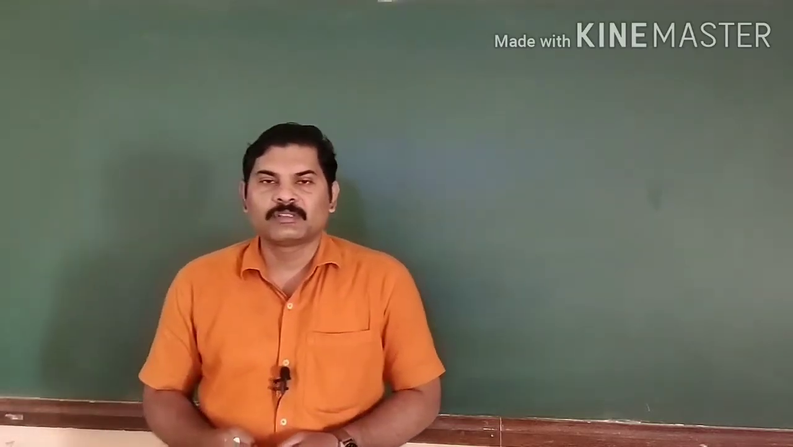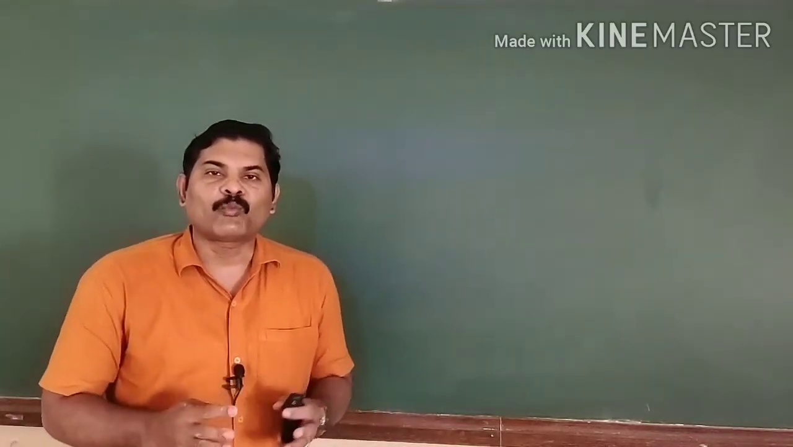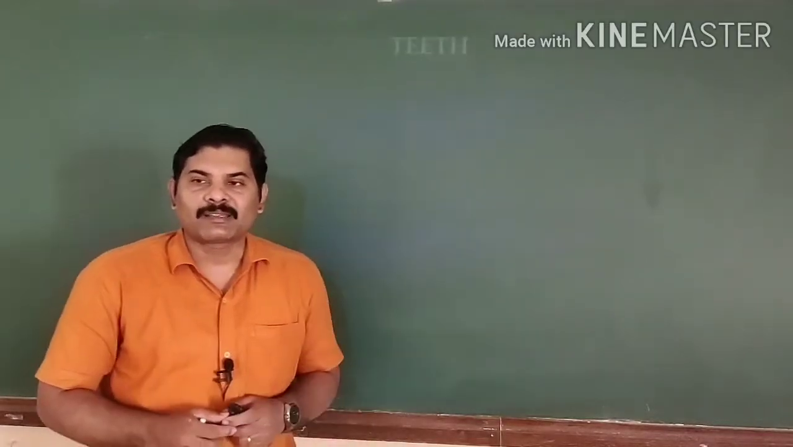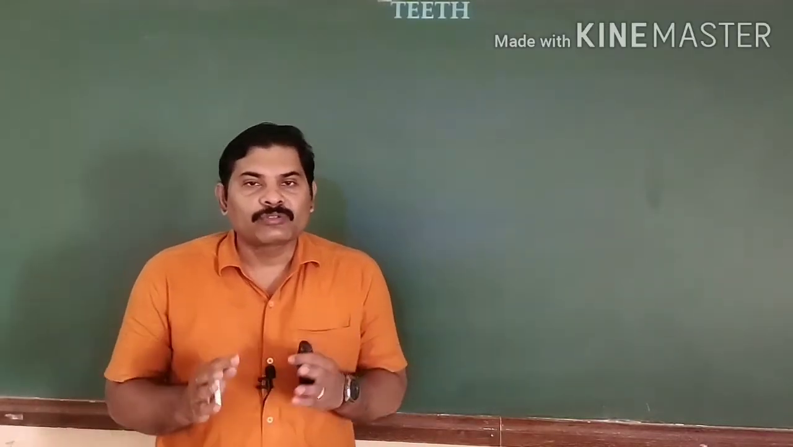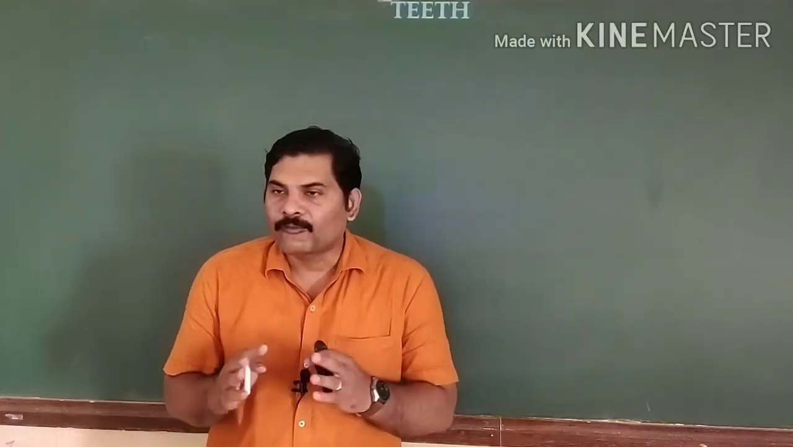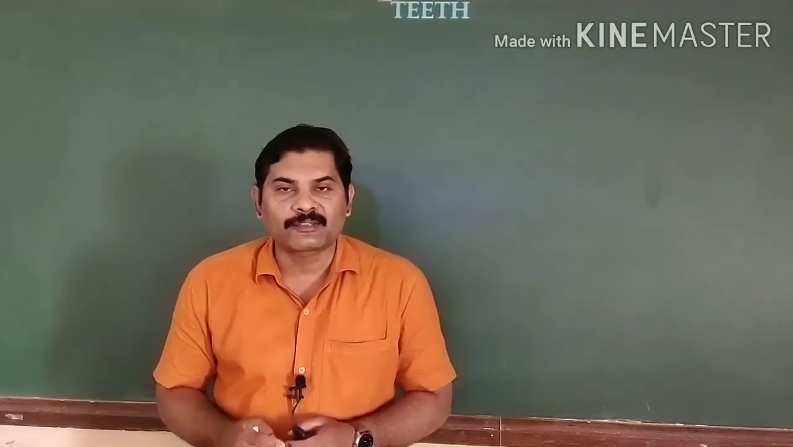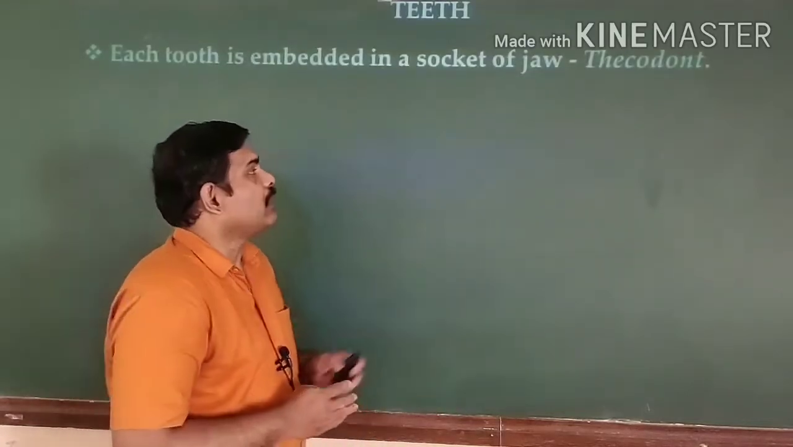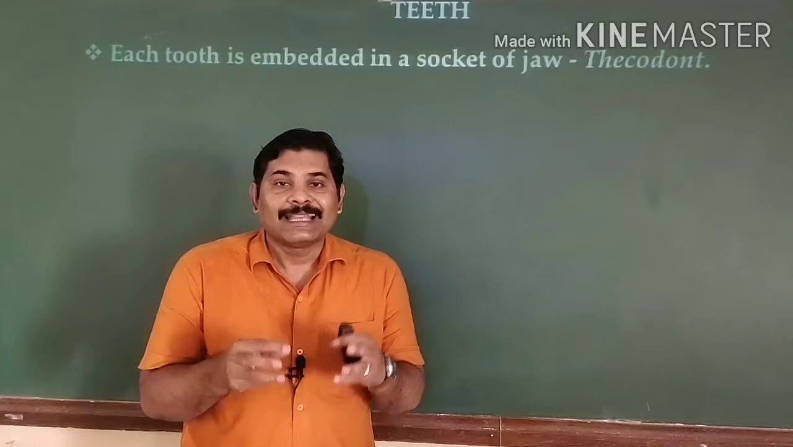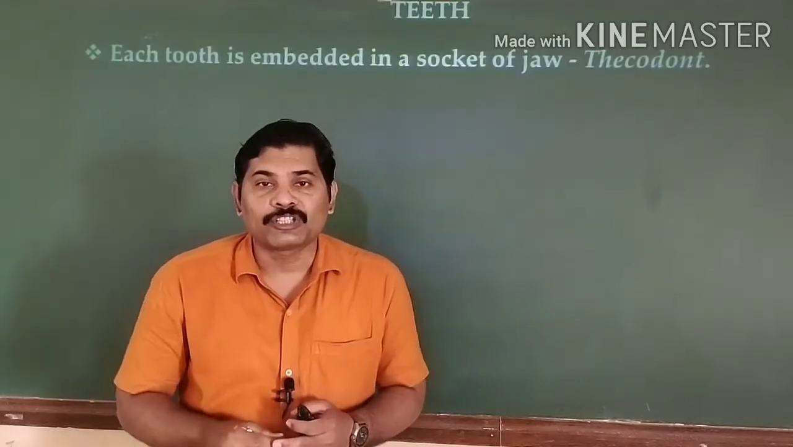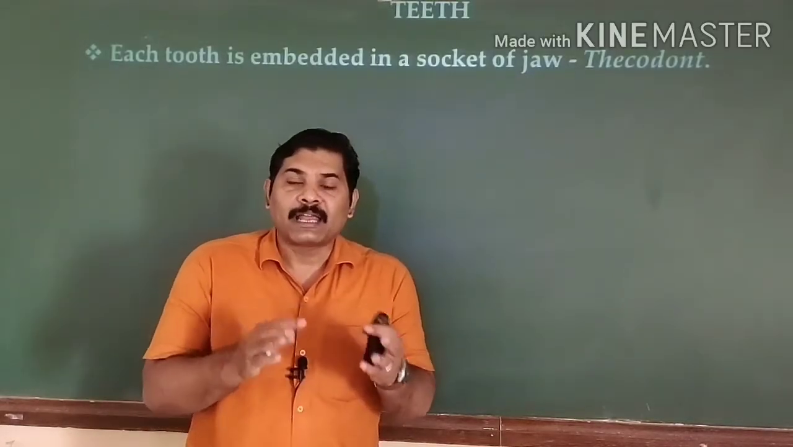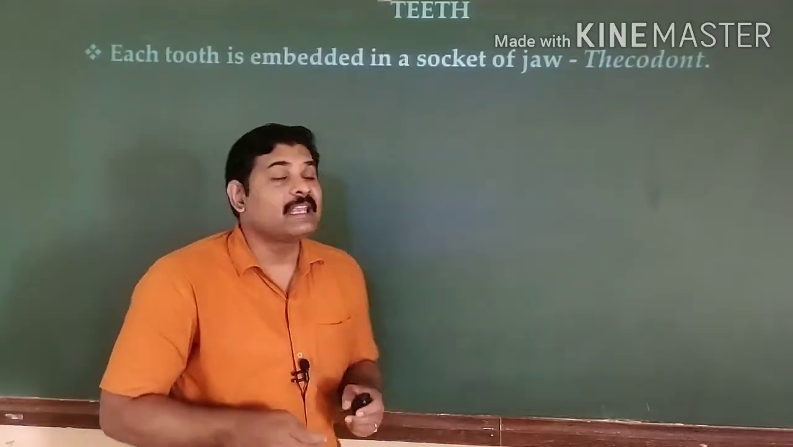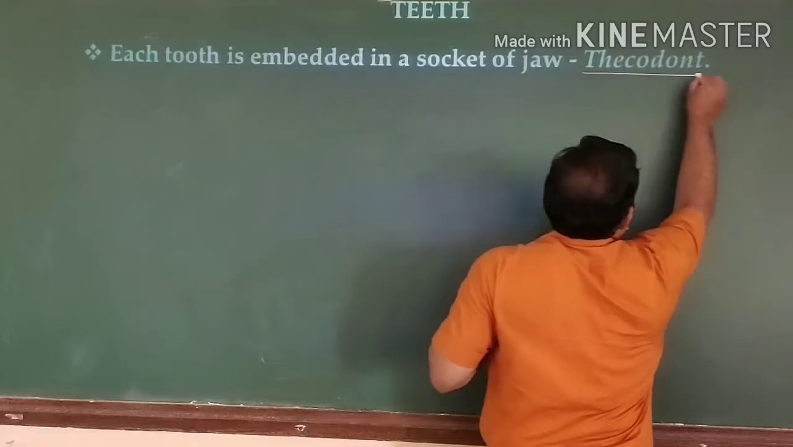This is Mr. Rao. Today I come with a very interesting part of your digestive system, nothing but the teeth. I will give some introduction regarding the teeth, and thereafter I will explain the internal structure of the teeth. Coming to the human teeth, they are arranged in the sockets of your jawbone. Such an arrangement of teeth within the socket of the jawbone is known as thecodont.